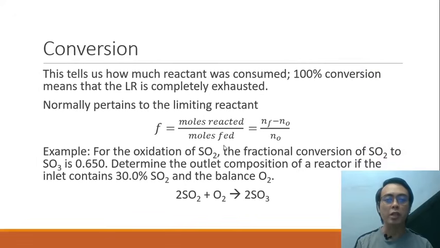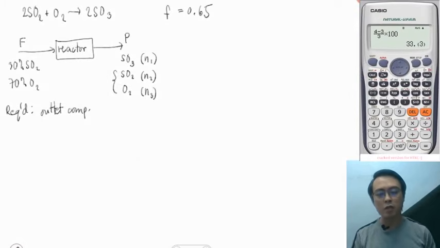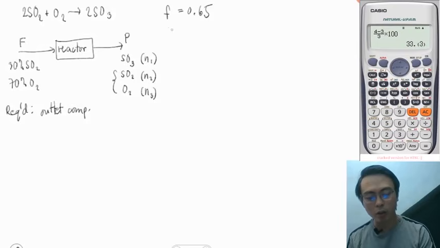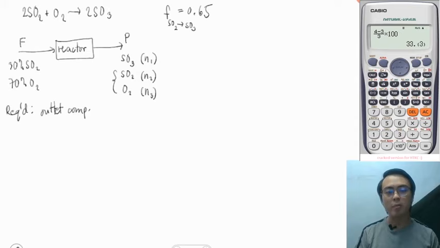if you carefully read this part, the fractional conversion of SO2 to SO3 is 0.65. Therefore, this value of conversion pertains to the direct conversion between SO2 and SO3. Why is this important? This is important because the value of the fractional conversion, if you are taking a look at oxygen to SO3, might be different. Because in this case, we are assuming that SO2 is our limiting reactant and oxygen is our excess reactant. The fractional conversion between the limiting reactant and the excess reactant is different.